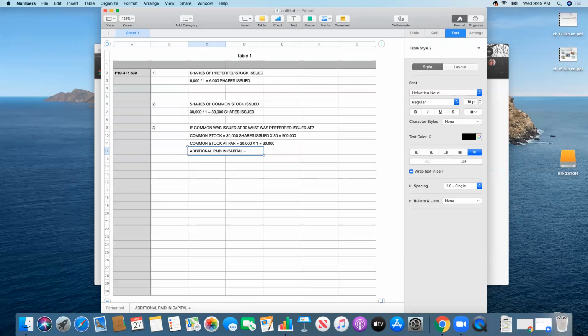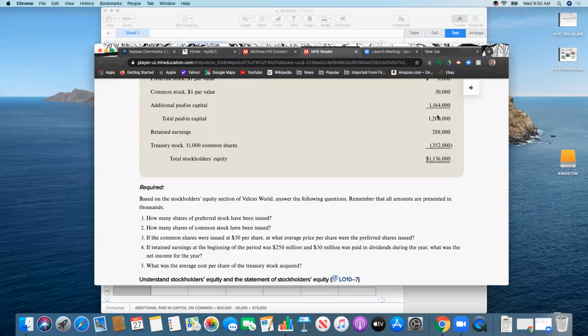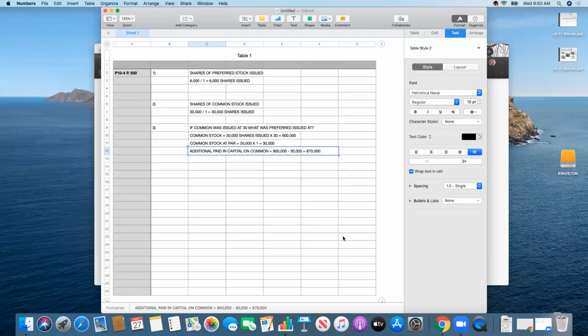Additional paid in capital on common is equal to 900,000 minus $30,000, which equals 870. So you see what I'm trying to do? I'm looking at this additional paid in capital, 1,164,000, and I'm trying to decide how much of that is common and how much is preferred. If they give me information on one of them, I should be able to figure out the other.